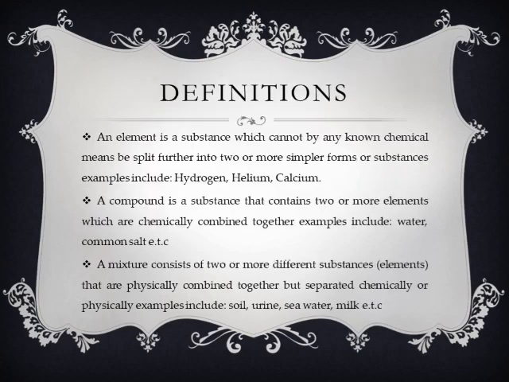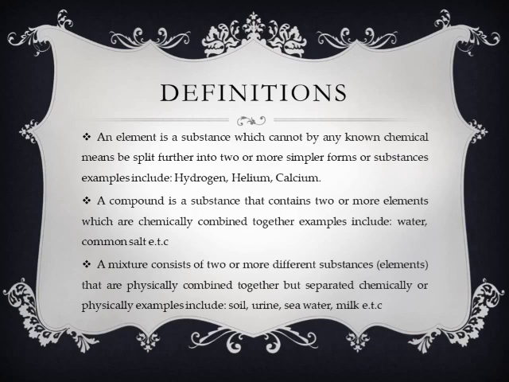Now, I would like to start by defining what an element is. An element is a substance which cannot, by any known chemical means, be split further into two or more simpler forms or substances. So it's trying to tell us that an element cannot be broken down into something else. And in nature, we have about 106 elements. Examples include hydrogen, helium, calcium, sodium. There are so many of them, like I said, about 106.